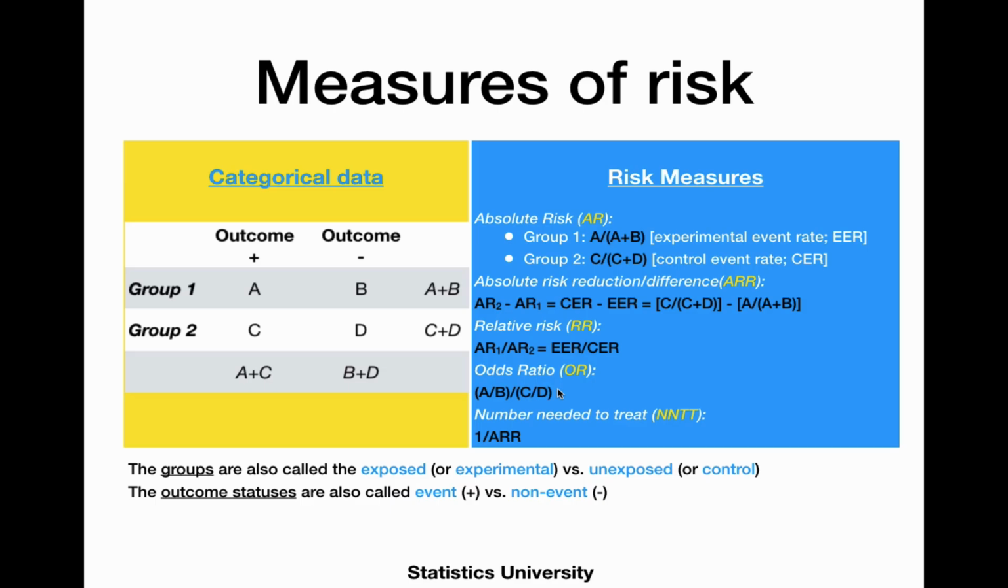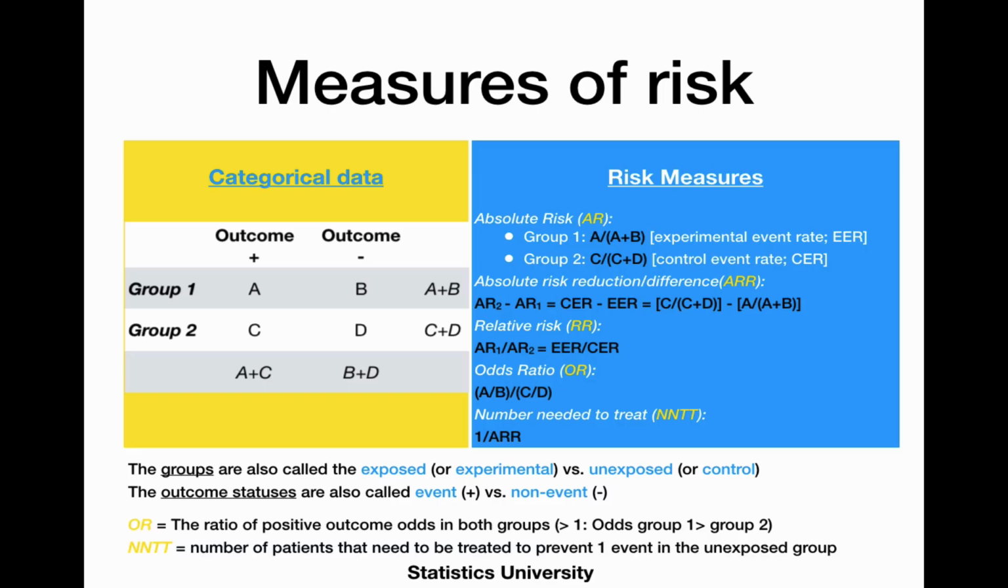And you may interpret the odds ratio as something that's pretty similar to the relative risk, although they may be very different, and we'll come back to when that situation occurs later in this course. And the odds ratio is often found in calculations based on logistic regression analyses. And the number needed to treat, we already saw, is 1 divided by the absolute risk reduction.